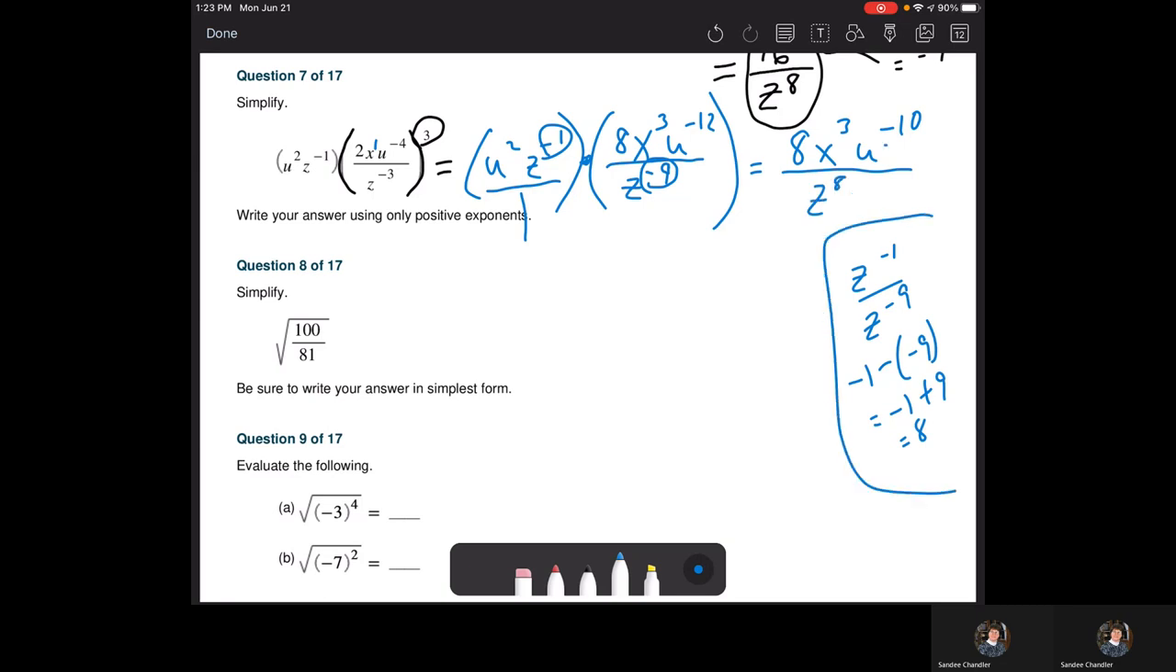That over there is a side thing. Then we notice we have a reciprocal there. That's going to be 8x cubed over u to the 10th, z to the 8th. I tend to put things in alphabetical order, not always, but a lot of times I do.